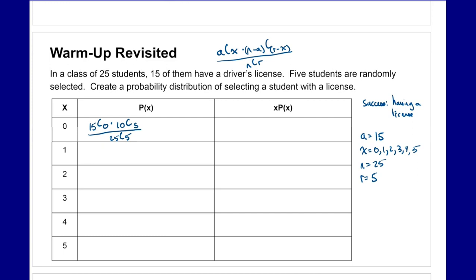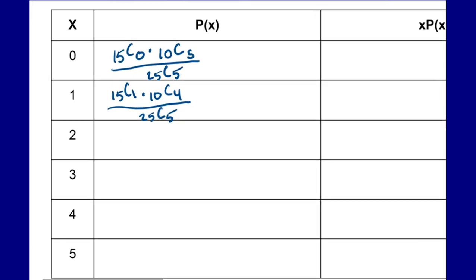So the first one, 15 total successes, choosing 0 of them. And then for the next one, we would take the total number, which is 25, minus 15 to get us 10. So we were already doing this formula when we were solving these types of questions. That's why I said you can just focus on it as a combination question rather than using this formula, because it might be easier to think of it that way. For 1, we have 15 choose 1 times 10 no licenses, choosing 4 of them, divided again by 25 choose 5. I'm going to zoom in to make it a little bit easier.